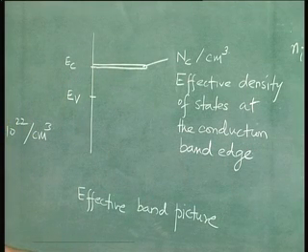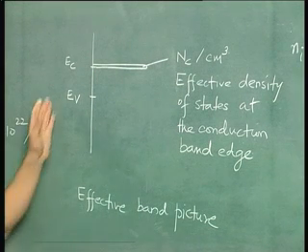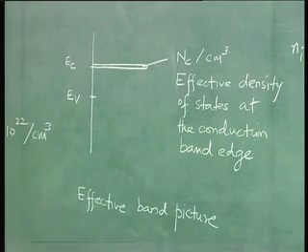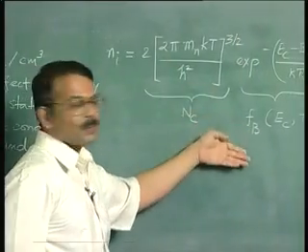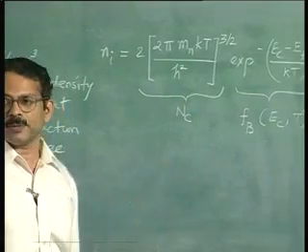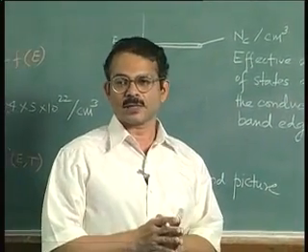That is a physical interpretation of that constant NC. We will see a similar picture for the valence band edge, but before that let us look at one more point. We have said that this formula is derived under the Boltzmann approximation, apart from approximations such as the parabolic density of states approximation.